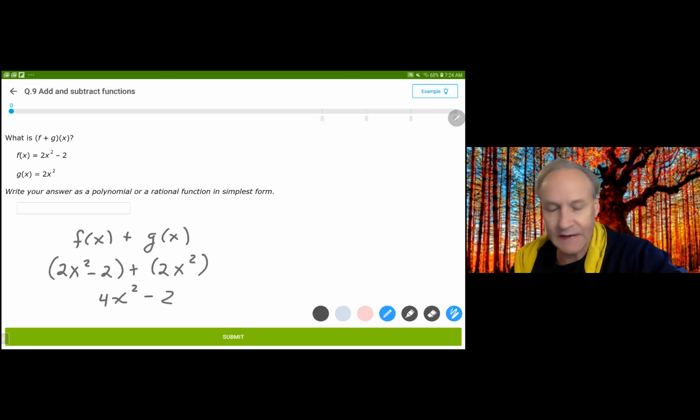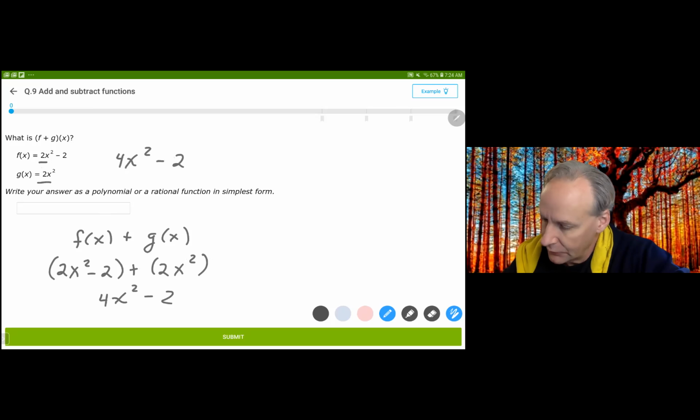The other problem I was having is that when I wrote it down here and I went to put the answer in, I was covering up the answer. So I'm going to write it up here. I have 4x squared minus 2. All I did was add the like terms together, and I have my sum, which is f plus g of x.